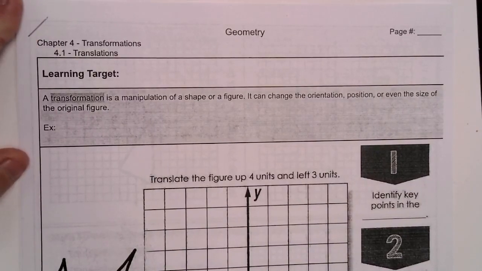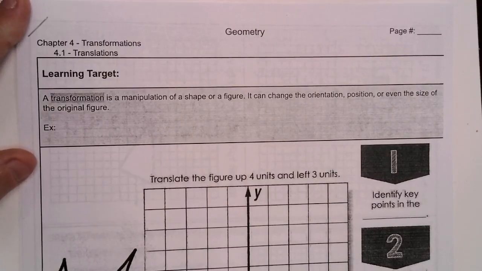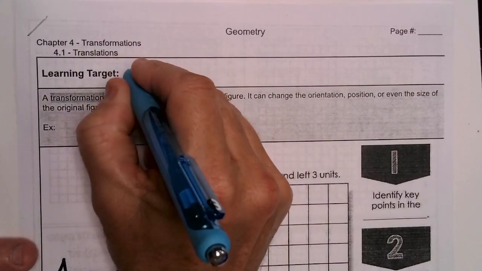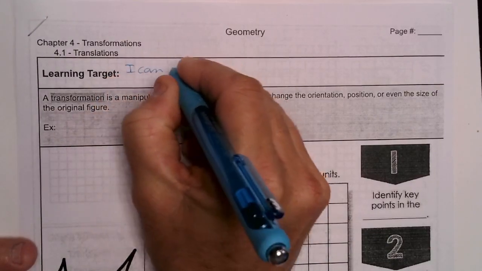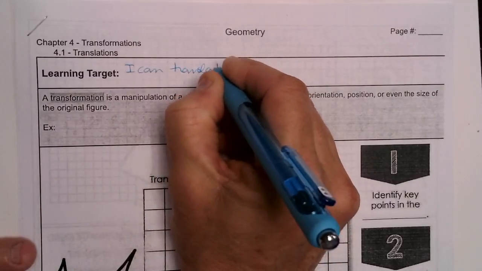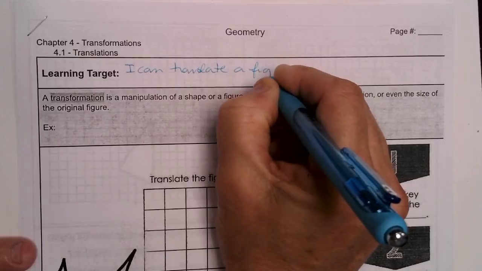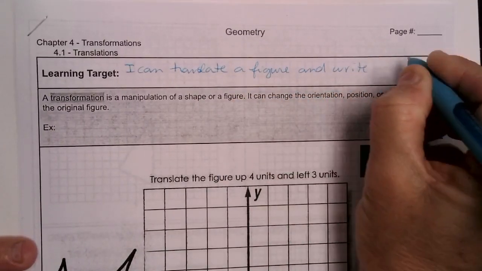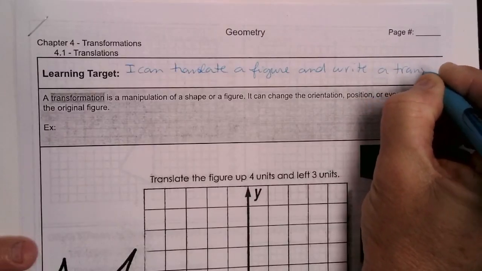All right, chapter 4 is on transformations. The first transformation we're going to look at is translations. For the learning target, I can translate a figure and write a translation rule.